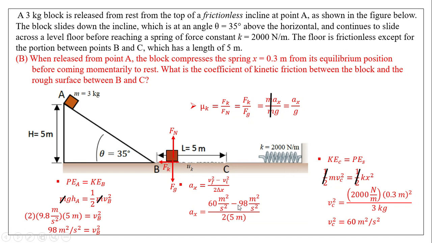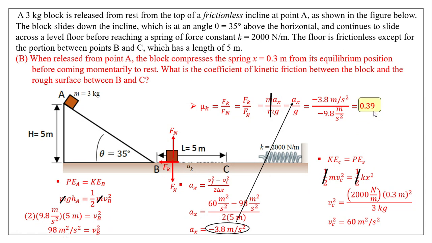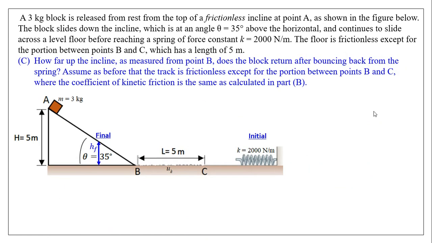So if you take 60 minus 98 and divide it by 10, 2 times 5 is 10, you get a value of negative 3.8. Okay, now that we have ax, I can just plug it back into there. So once again, numerator is now substituted out for negative 3.8, and then the denominator is negative 9.8, and other than that, you get the same coefficient, which is 0.39. So again, there's different strategies. As long as you're consistent with your work and hopefully your calculator works on point, you should get the same value. All right, part C.